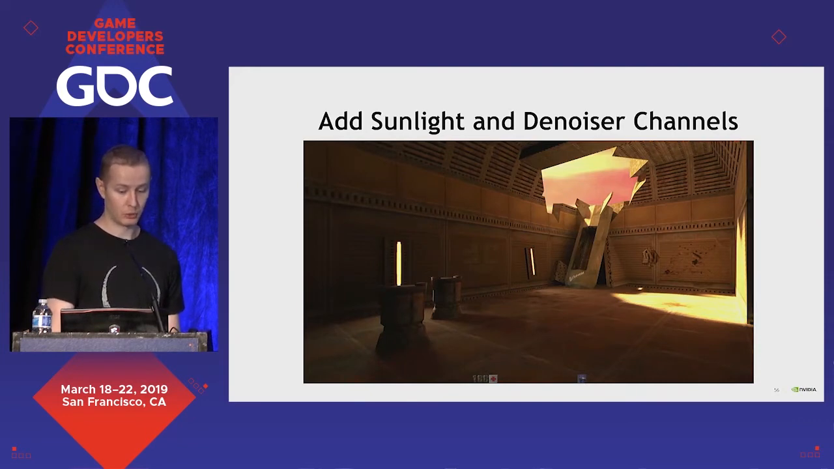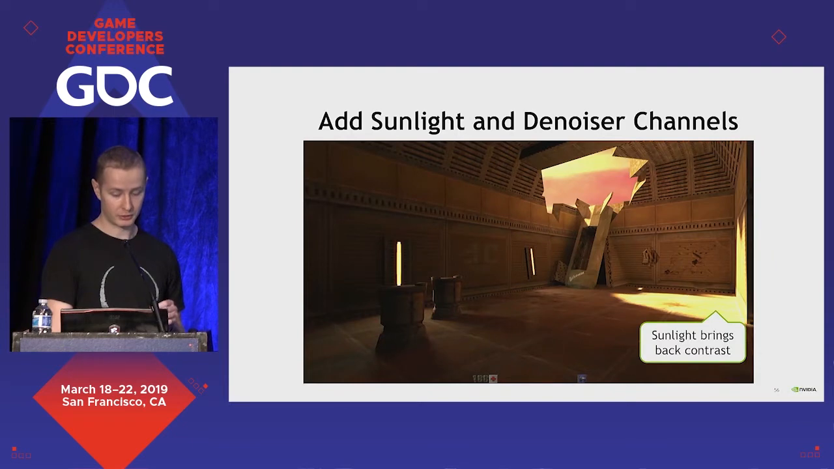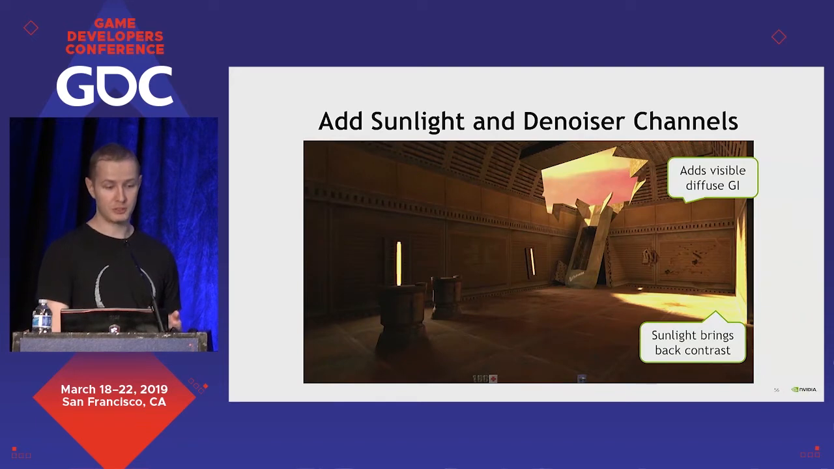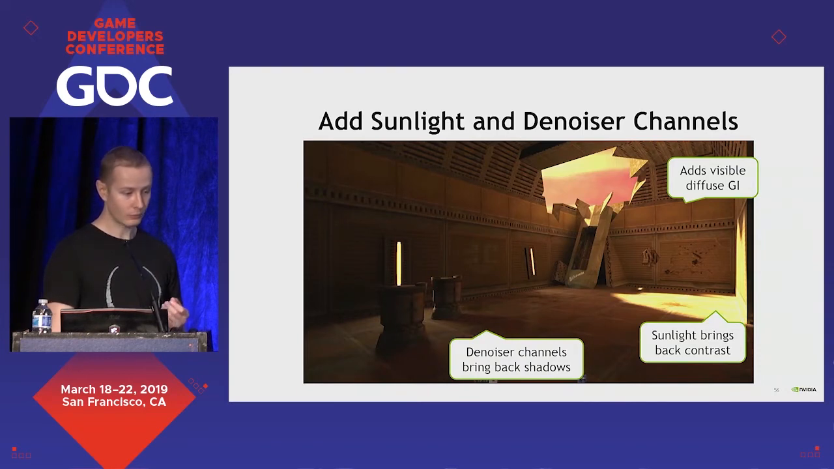The next thing that we did was we added sunlight that brought back the contrast to the image that we lost by making the textures less contrasty. And that sunlight also adds visible diffuse global illumination. And when you move the sun, because nothing is pre-computed here, you get all the dynamic GI updated in real time, and it's very cool to see. What we also did is that we fixed the missing shadows problem by separating the denoiser into two channels. Because, like I said earlier, we have this low noise and low intensity signal for the direct lighting, and we have a high noise and high intensity signal for the indirect lighting. So we just split that into two channels, and that actually worked really well.